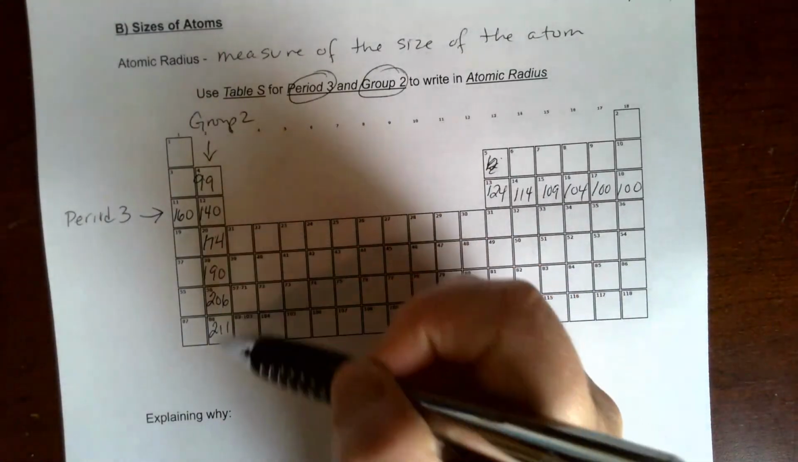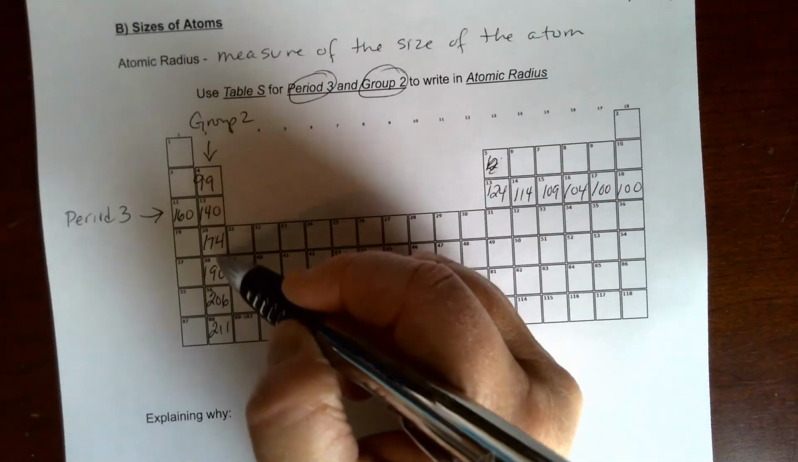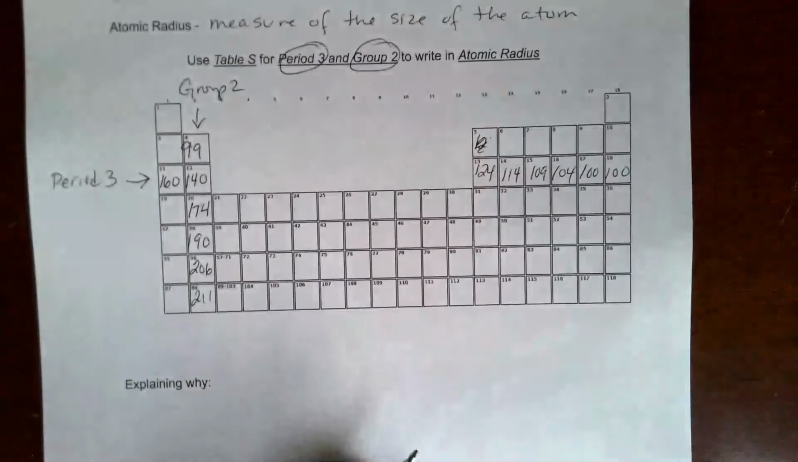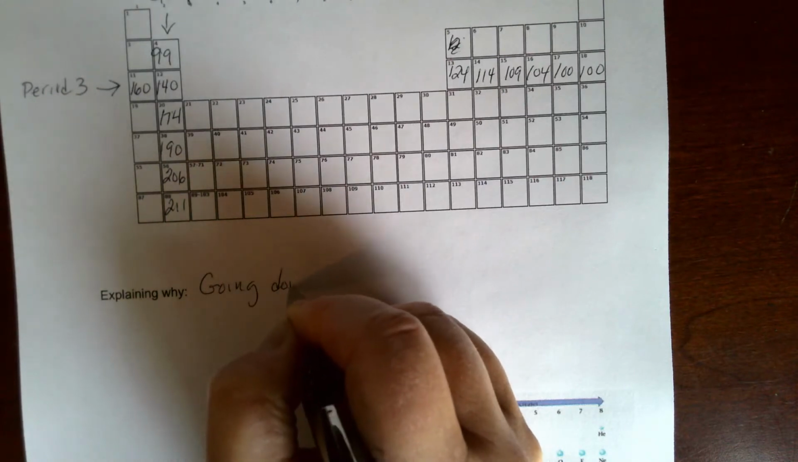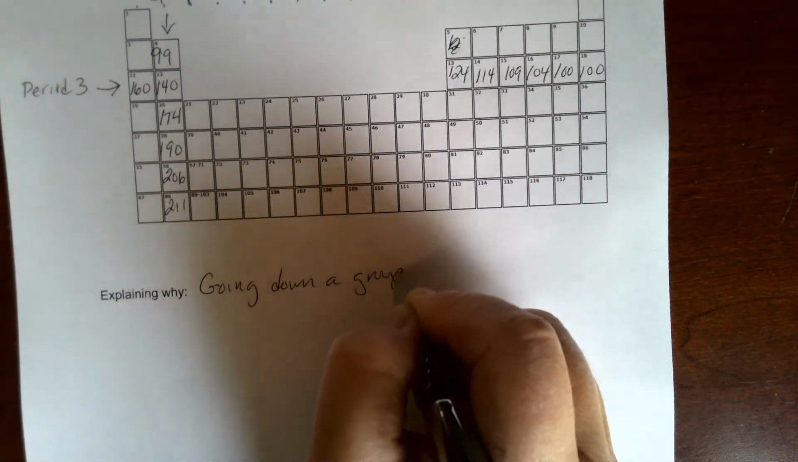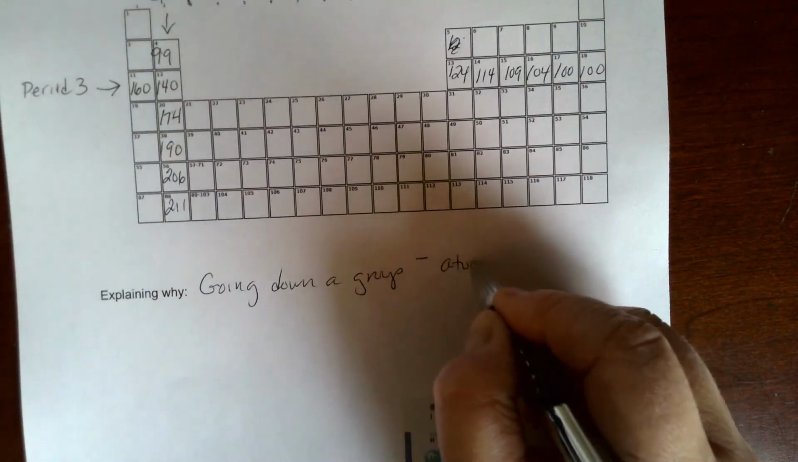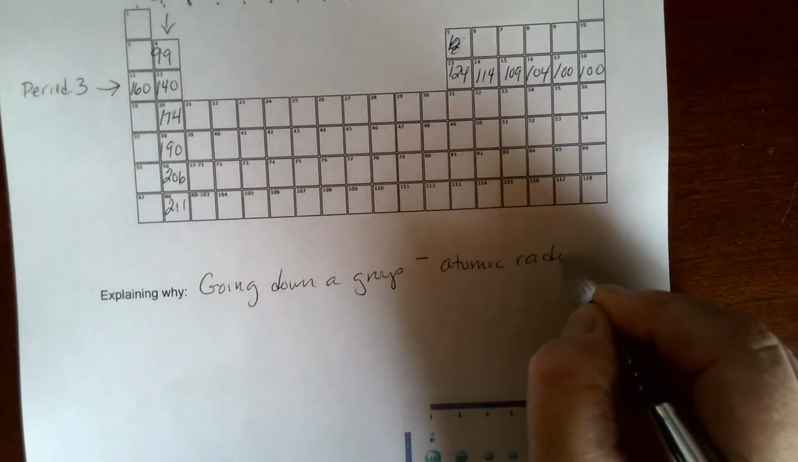Okay, so what we are seeing here, generally speaking, let's take a look as we go down this group, right? Going down this group, we see that the atomic radii get bigger. So let's write that down, right? So going down a group, atomic radius increases.